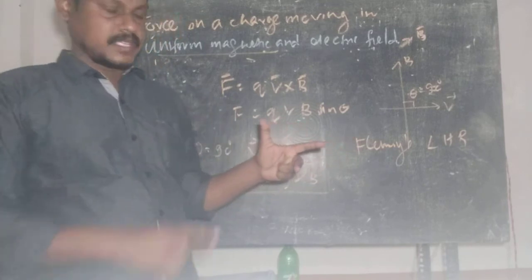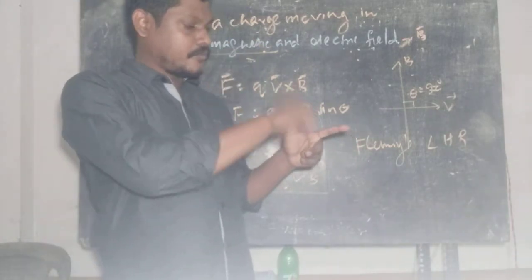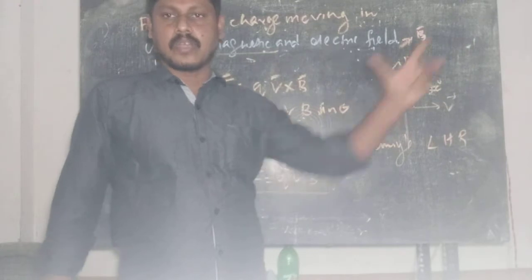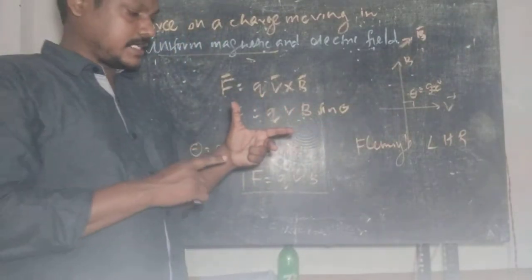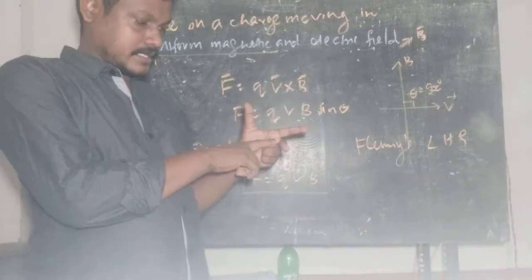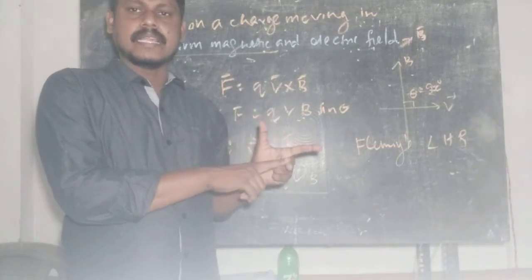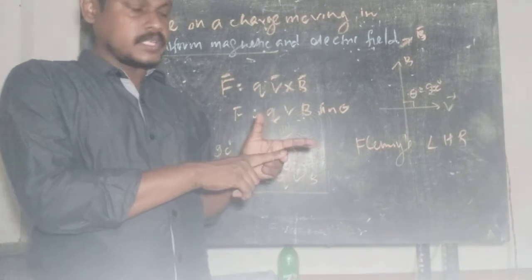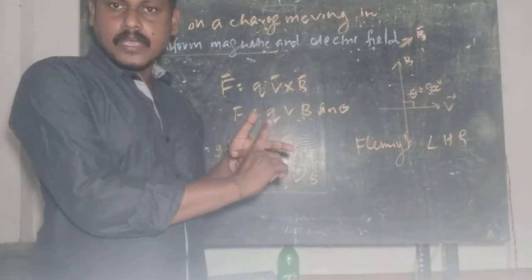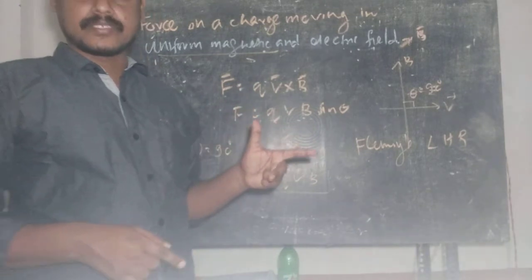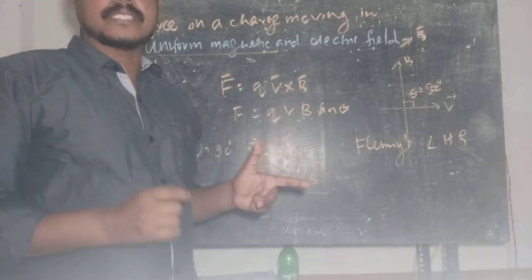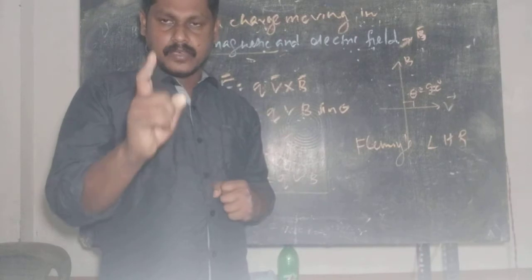we are stretching thumb, forefinger and the central finger of the left hand mutually perpendicular to each other, such that this central finger points in the direction of velocity or motion and forefinger in the direction of magnetic field, then the thumb will be pointing in the direction of force experienced by the charge from that magnetic field.